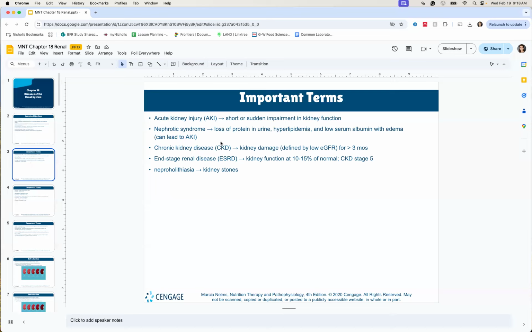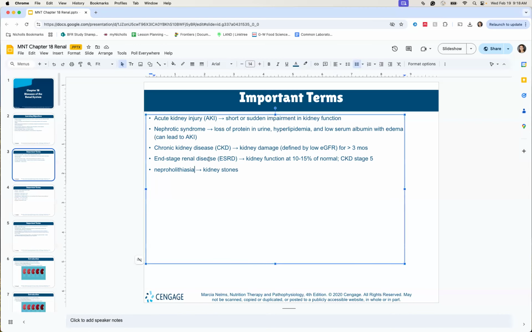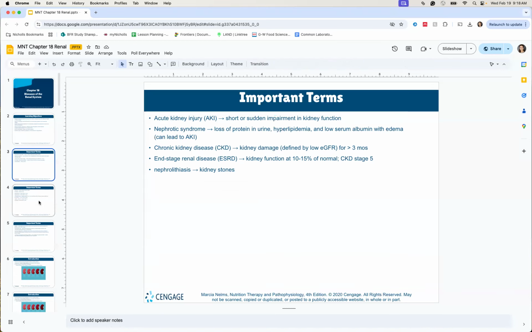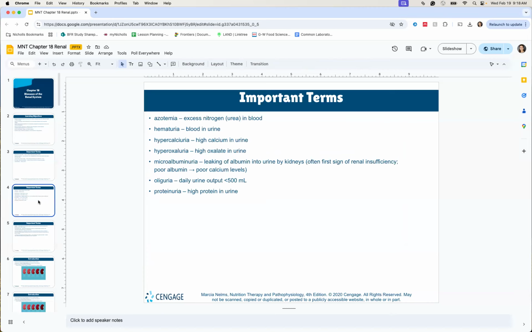And then finally, we have nephrolithiasis. Nephrolithiasis. This is, I'm sorry, I'm realizing I spelled that wrong. Nephrolithiasis is the other word for kidney stones. So what we're going to learn is that there are different types of kidney stones, and we can make some nutrition recommendations based on the type of kidney stones that are present.